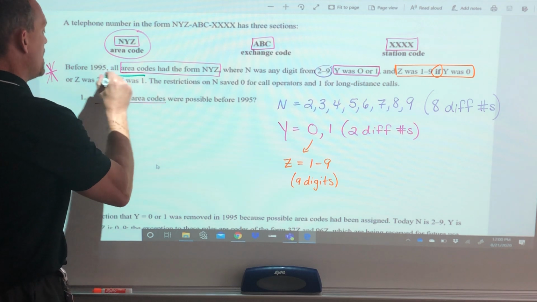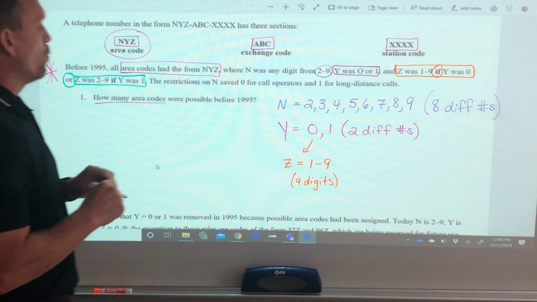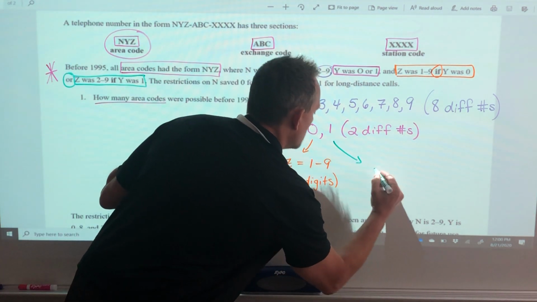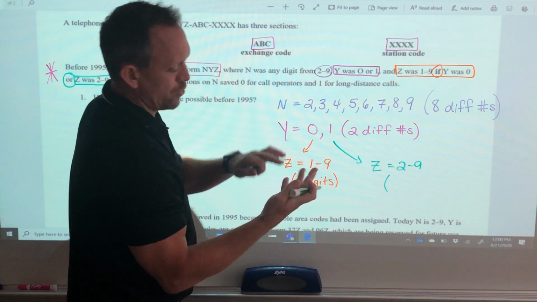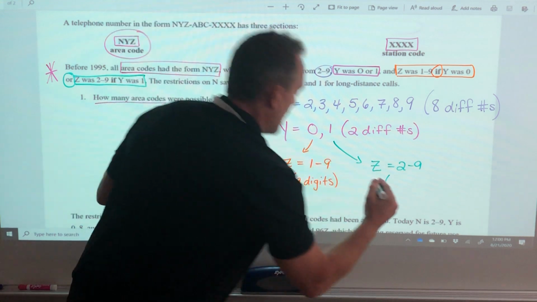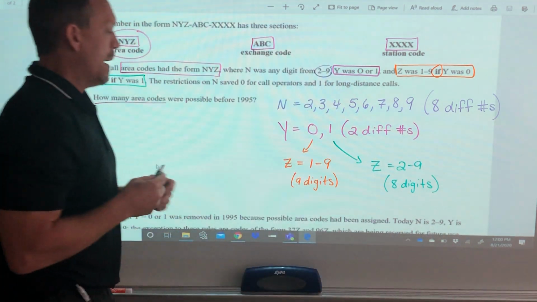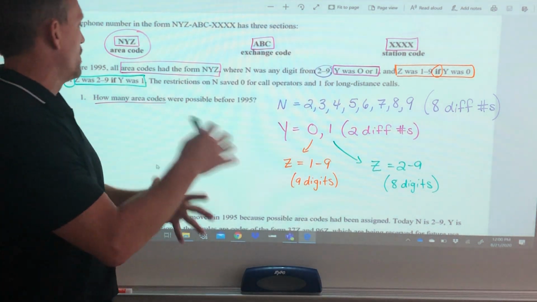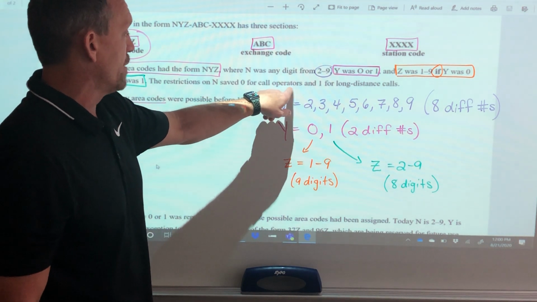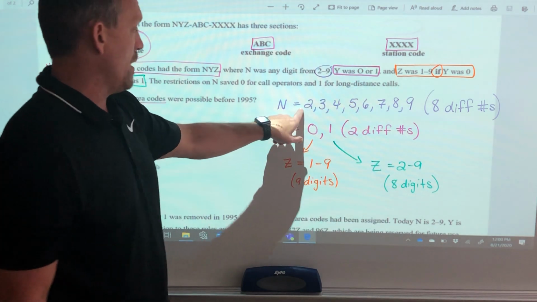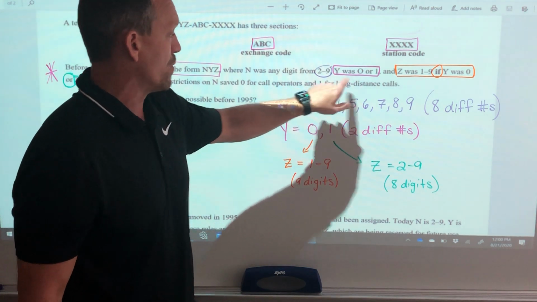And if Z, or I should say, Z was 2 through 9 if Y was 1. 2, 3, 4, 5, 6, 7, 8, 9. 8 digits. And basically what that eliminated was, so the restrictions on N saved 0 for call operators and 1 for long distance. So N couldn't be 0 or 1 based on calling operators and or long distance.